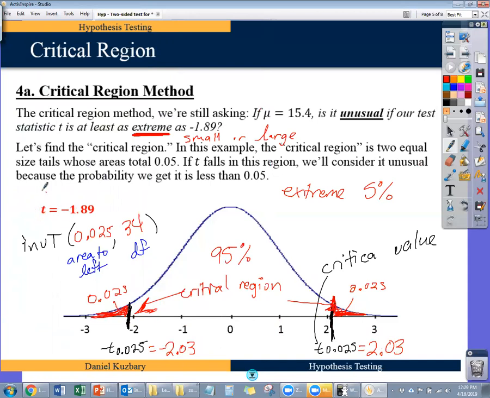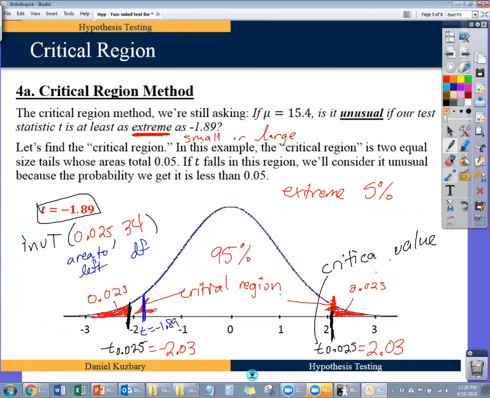And you can see that t is neither in the little tail, the left tail or the right tail. T ends up falling right here, which is in the middle 95%. Okay, so it's not in the critical region. It's right here in this middle section.